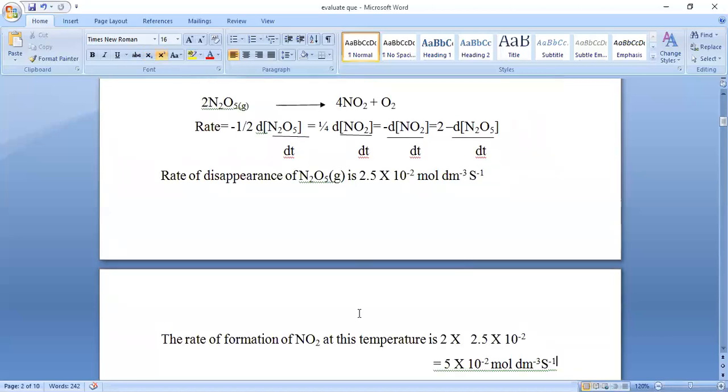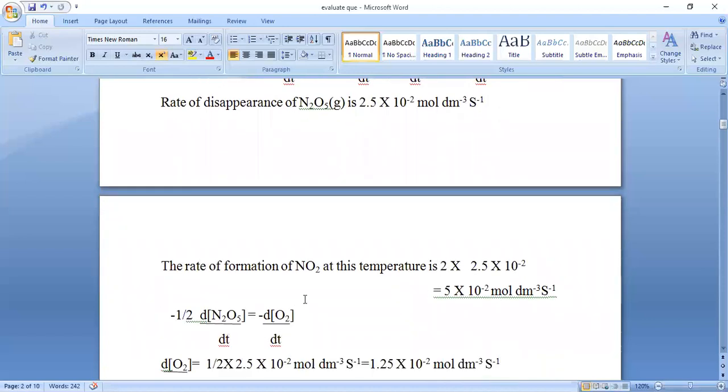So the rate of formation of NO2 at this temperature is what is being asked in the question. So d of NO2 divided by dt equal to 2 into d of N2O5 by dt. So what is the rate of disappearance of N2O5 here? 2.5 into 10 power minus 2. So 2 into 2.5 we are getting 5 into 10 power minus 2. The unit is mol per dm³ per second.